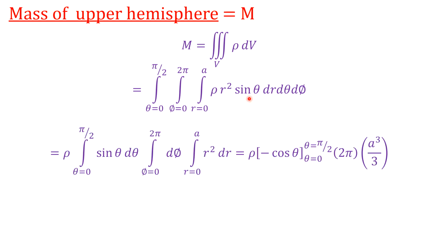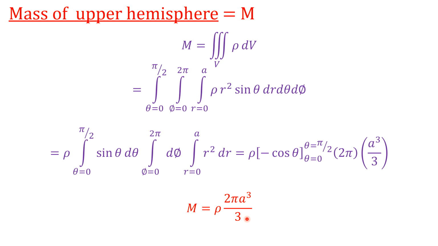When we solve the whole integral, after integration, we get mass as density times 2 pi a cube upon 3. You can see here this formula 2 pi a cube upon 3 is the volume of a half sphere. We know that the volume of a sphere is 4 by 3 pi r cube, where r is the radius of the sphere. Here a is the radius of our sphere, and we want the volume of a half sphere, so it is exactly this 2 pi a cube upon 3. Therefore mass is density times volume, so it will be this.